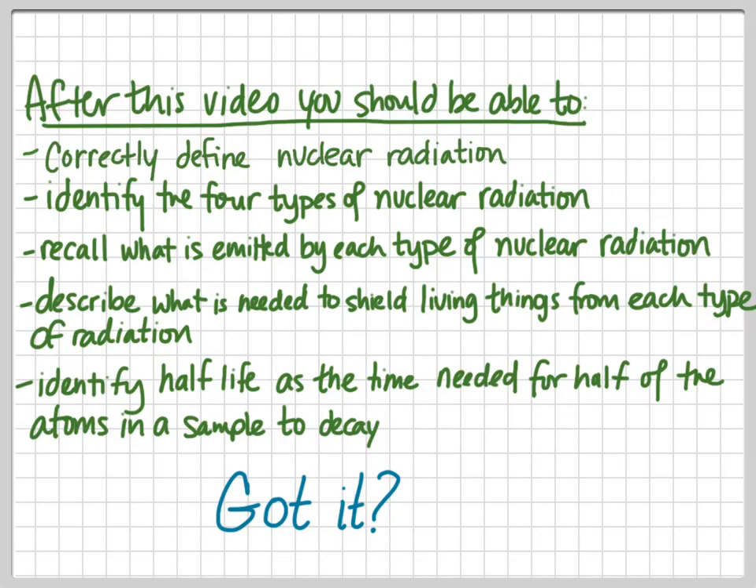Okay, did we manage it? Are you able to correctly define nuclear radiation as the material or energy emitted from an unstable nucleus? Can you identify the 4 types of nuclear radiation? Can you recall what's emitted by each type of nuclear radiation and describe what's needed to shield living things from each type of radiation? Can you identify the half-life as the time needed for half of a sample of atoms to decay? Okay, if so, you've got this.